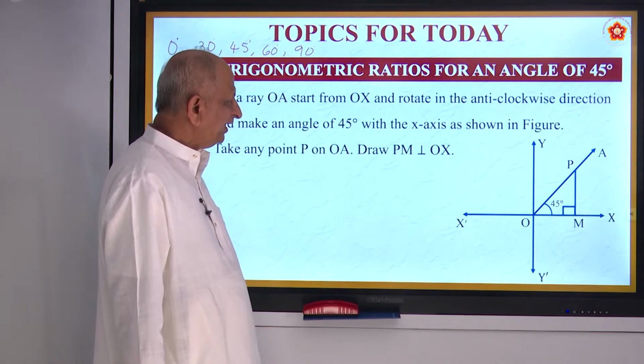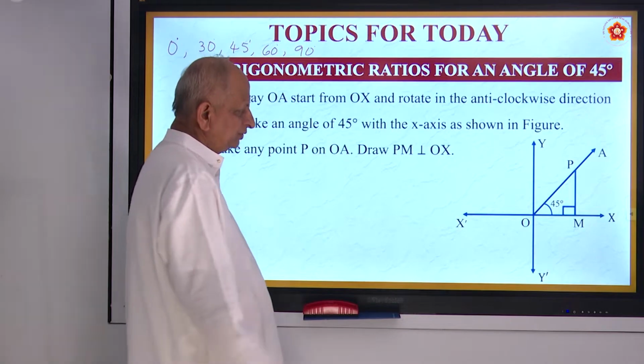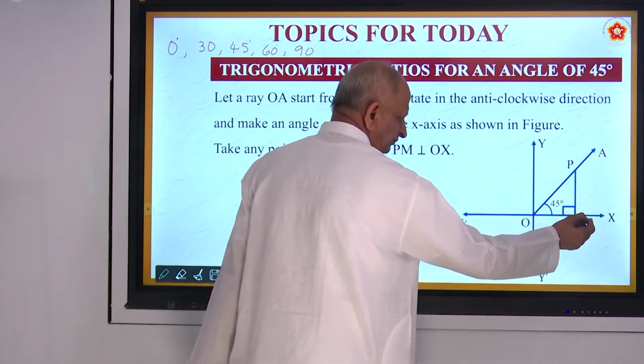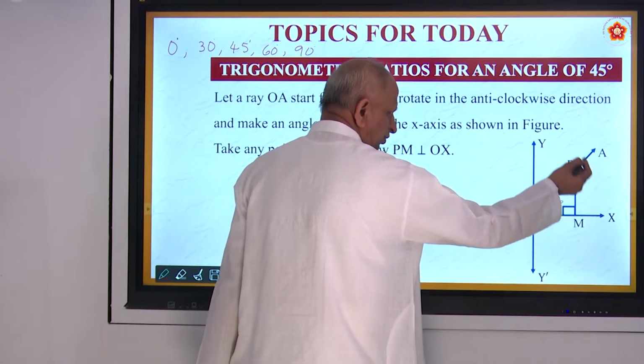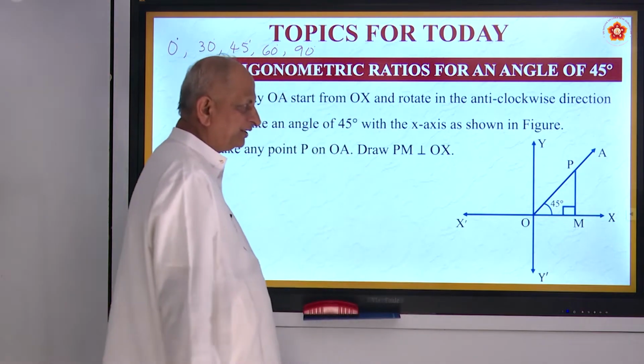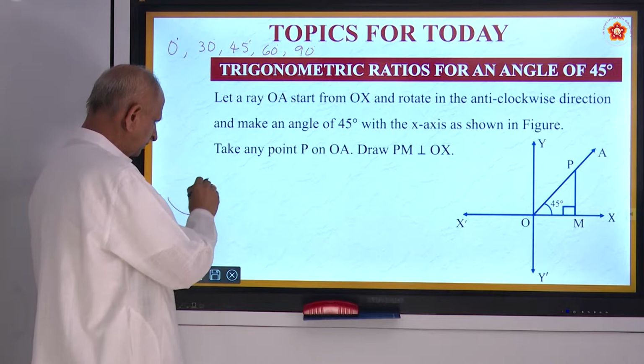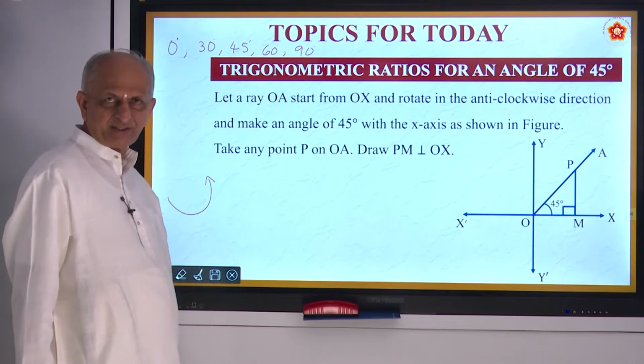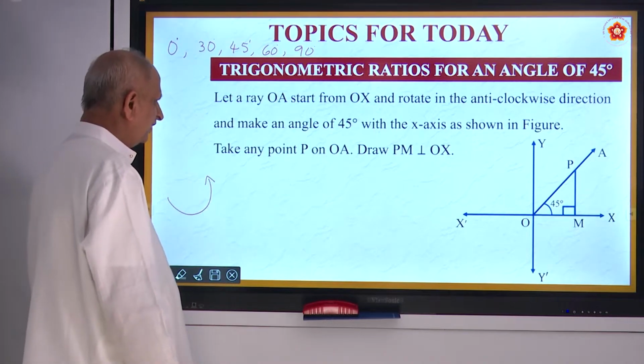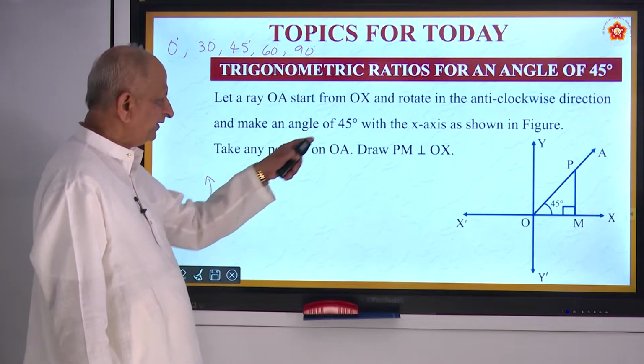Rotate in the anti-clockwise direction. So this ray was here. It was rotating in anti-clockwise direction. I think you know what is meant by anti-clockwise. This is called anti-clockwise direction. Is it not? Make an angle of 45 degrees.